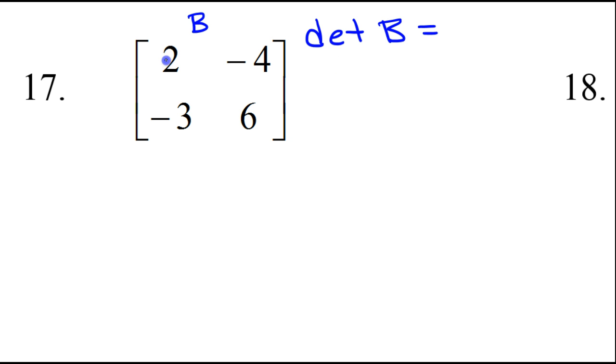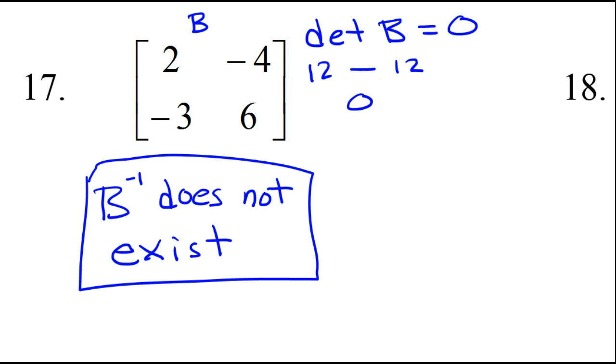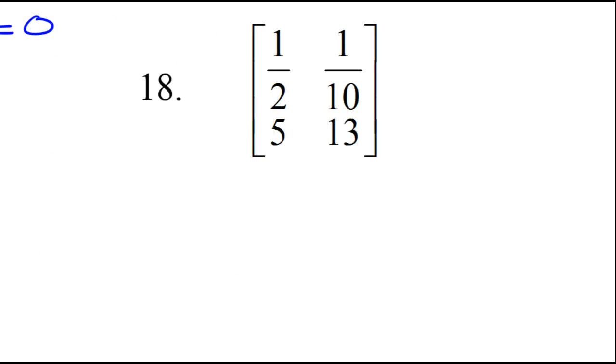Well, the way you find the determinant of a 2 by 2 matrix is the down diagonal minus the up diagonal. So the down diagonal is 12 minus the up diagonal, which is 12. 12 minus 12, that's 0. The determinant is 0. That means that B inverse does not exist. If the determinant is 0, the inverse does not exist. Alright, that's it for number 17.